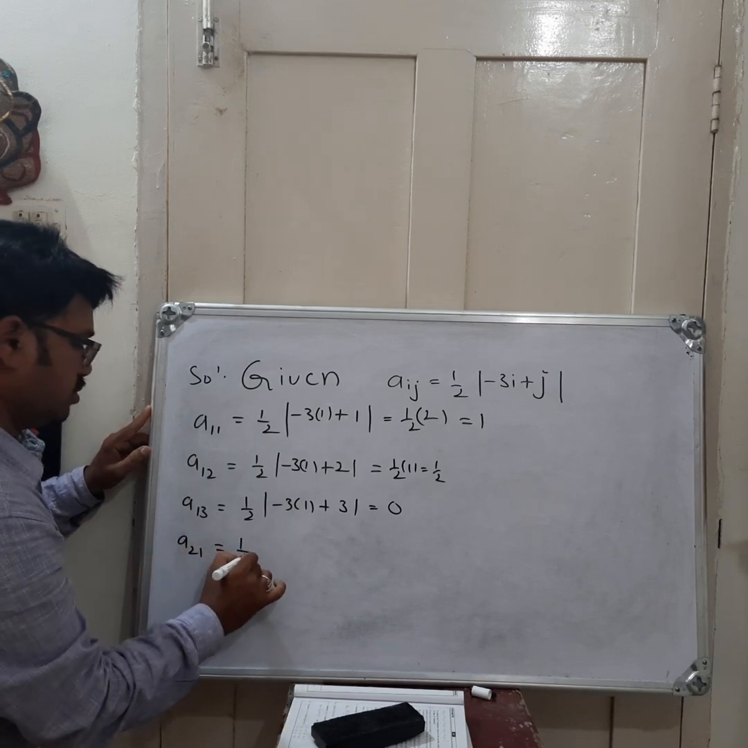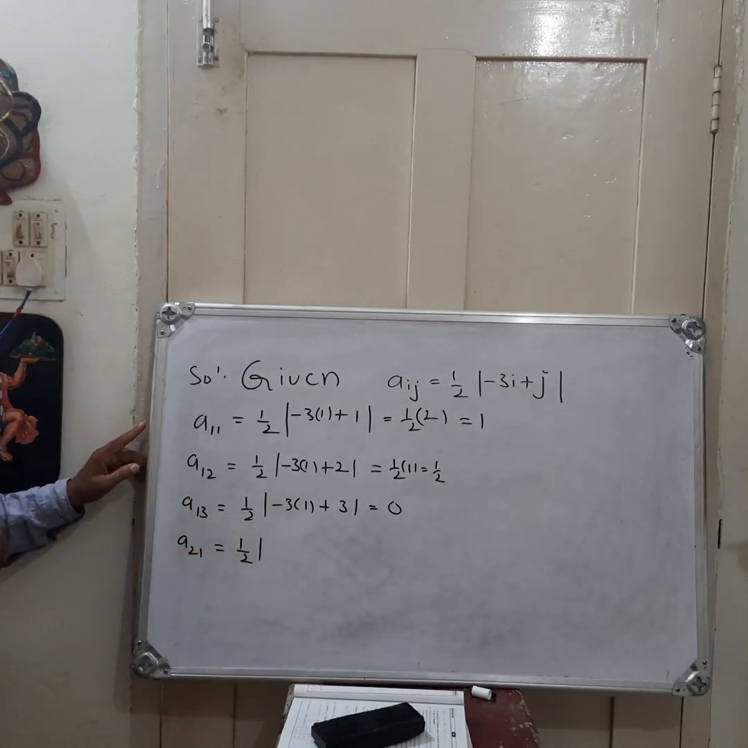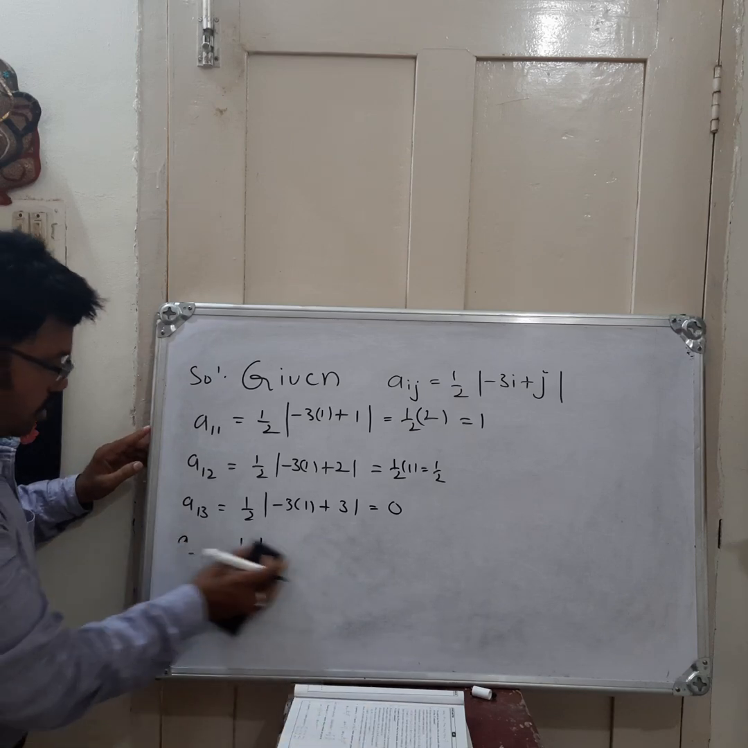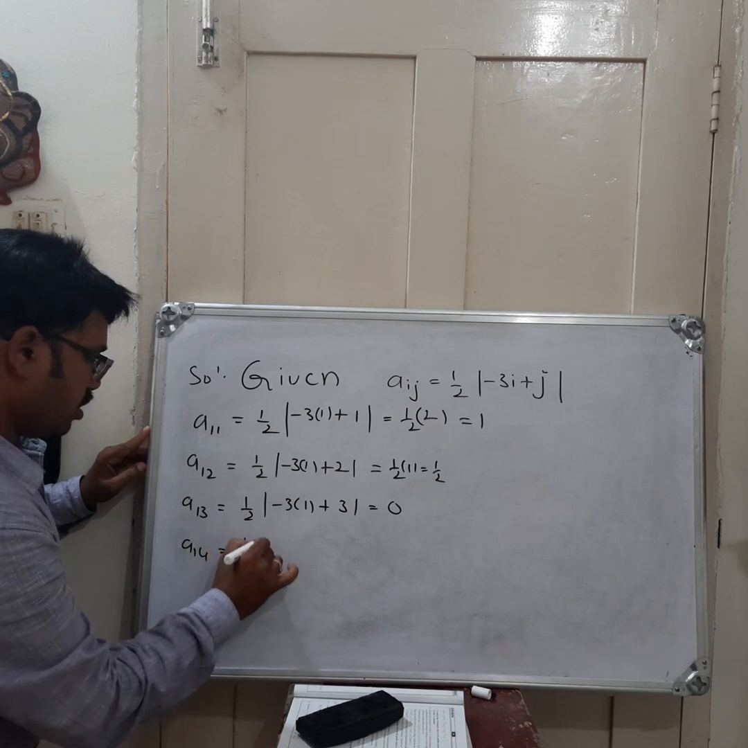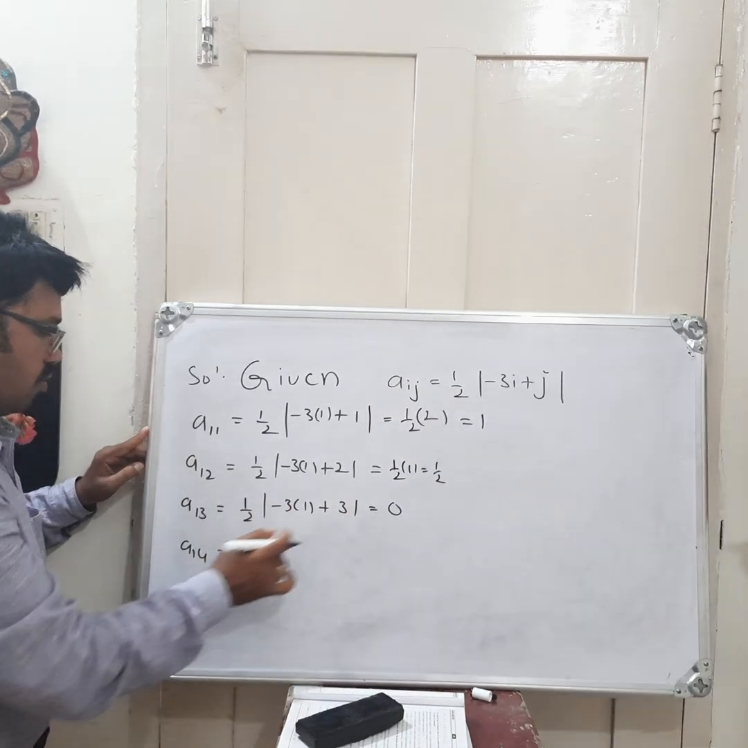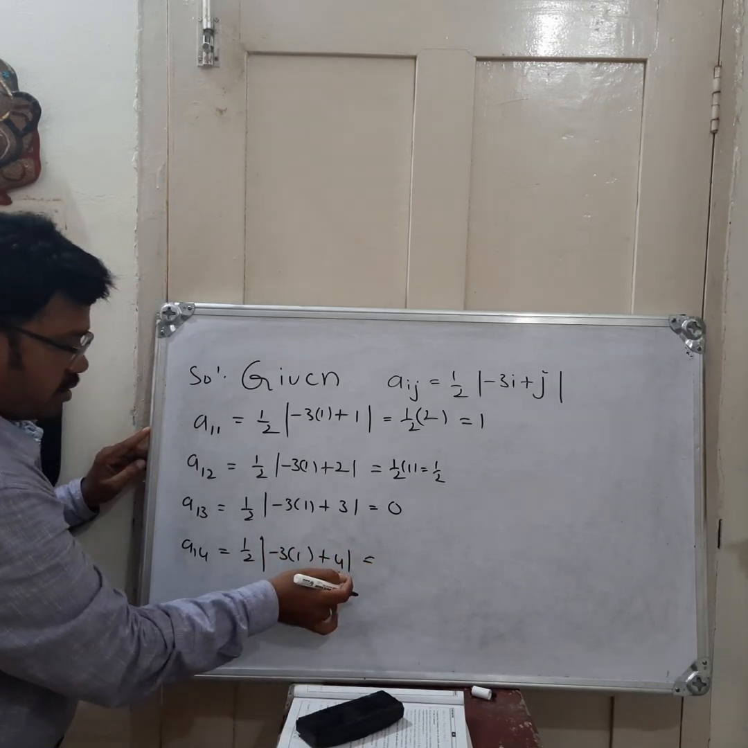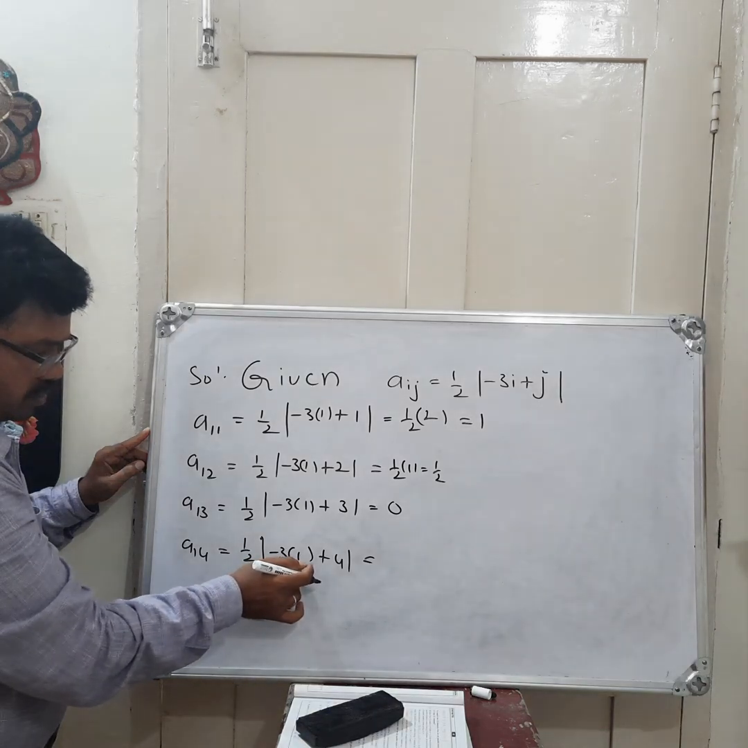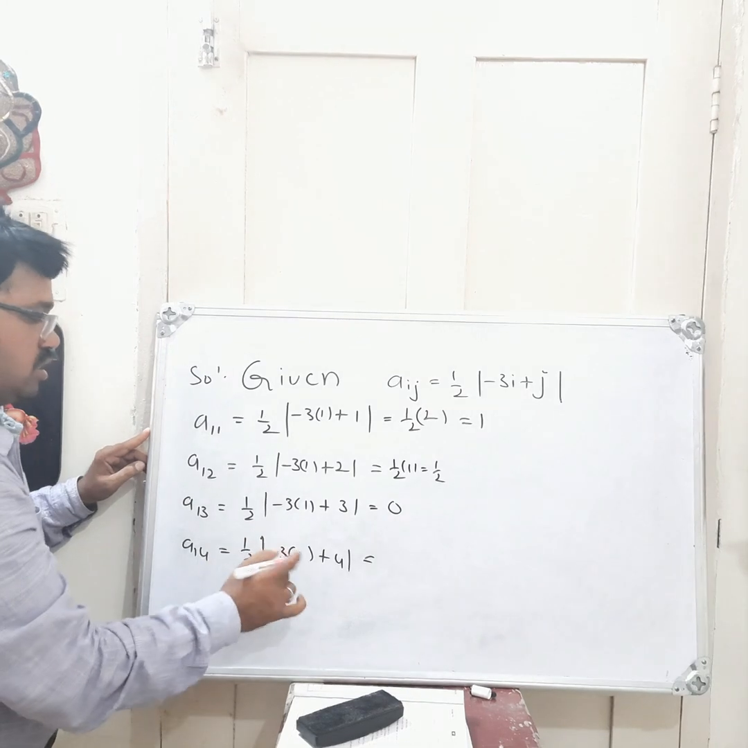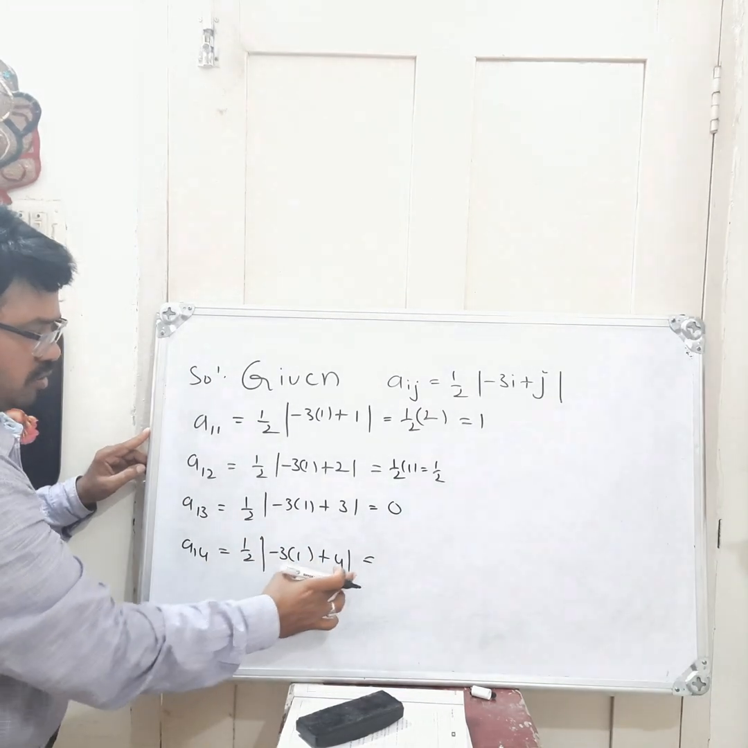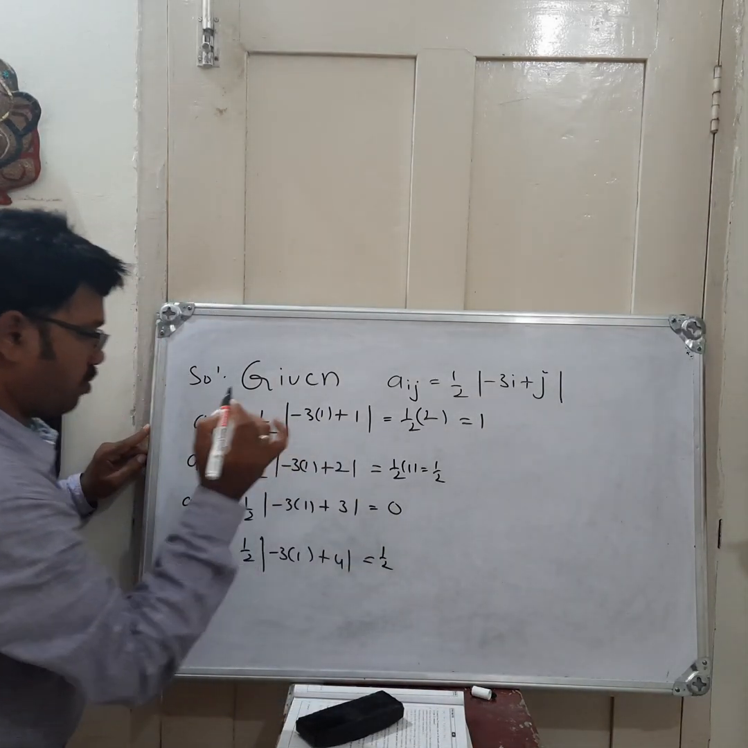Here see, one more element is there. That element is A14. i equal to 1, j equal to 4. Here minus 3 into 1 plus 4. Here minus 3 into 1, minus 3 plus 4. 4 minus 3 means the value is 1. So modulus is plus 1 only. 1 into 1 by 2, the value is 1 by 2.